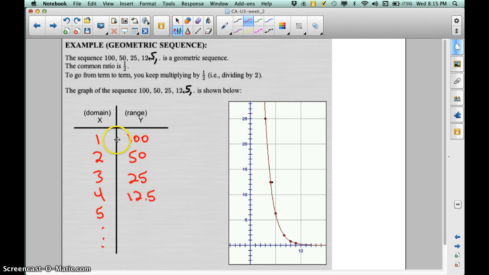If we graph these, remember, each of these is an ordered pair, an x and a y. 1, 100; 2, 50; 3, 25, and so on. You graph those points, and you see that they fall in what absolutely looks like an exponential curve. This one is decay, and I hope you can see that in this sequence the numbers are decreasing, so it makes sense that it would be a decreasing or decay curve.